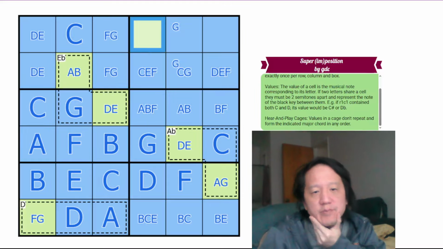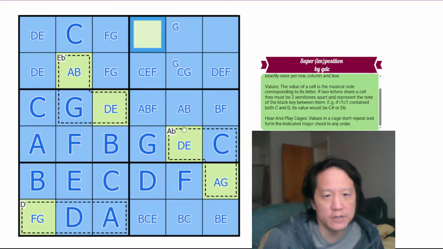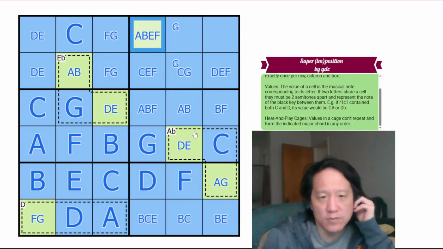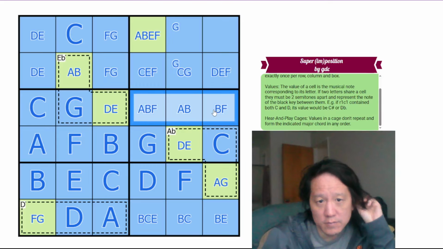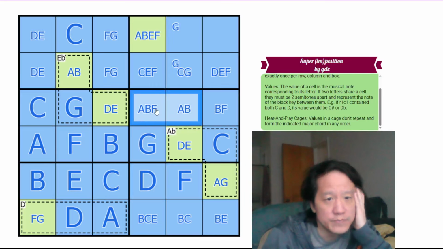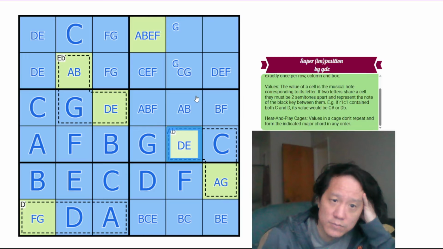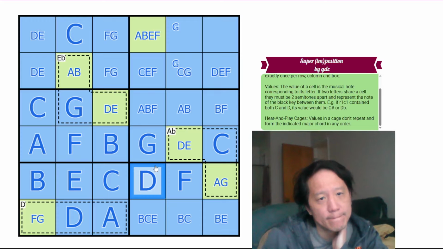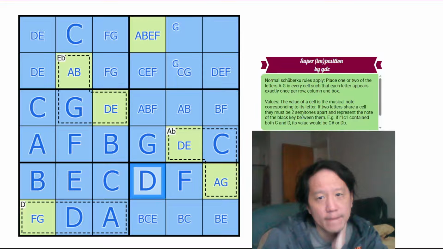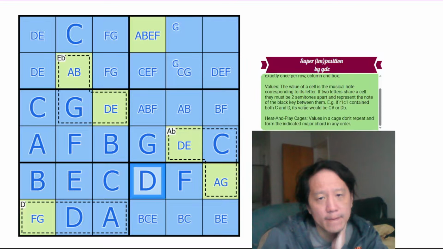Letters here cannot be C, D, or G. We could have A, B, E, or F here. Okay, F cannot be. I think that's all we have.